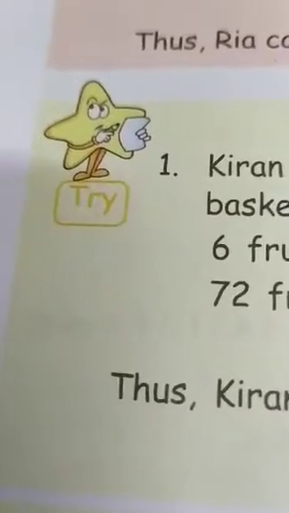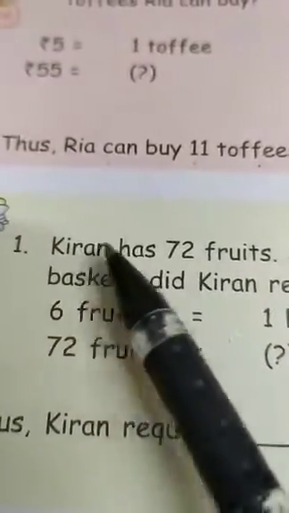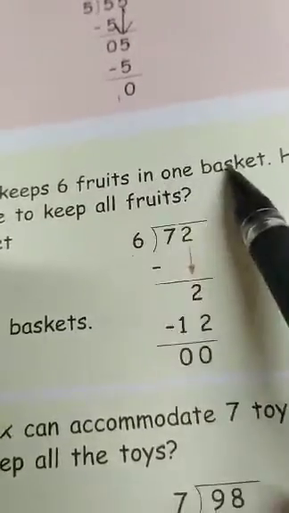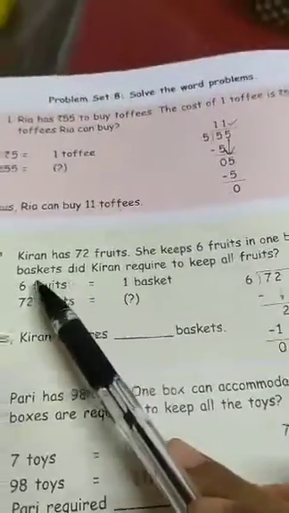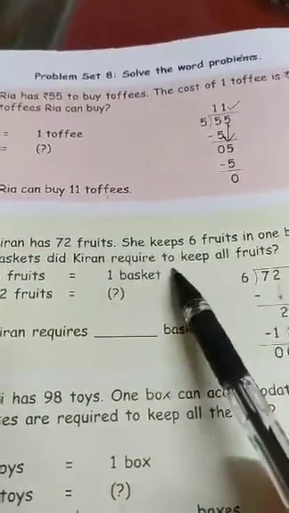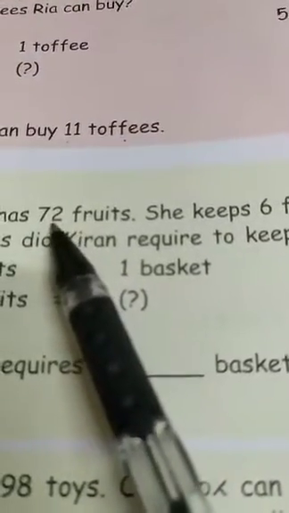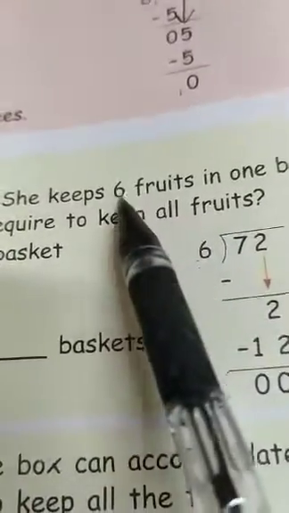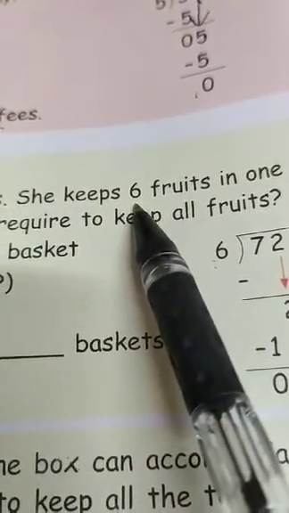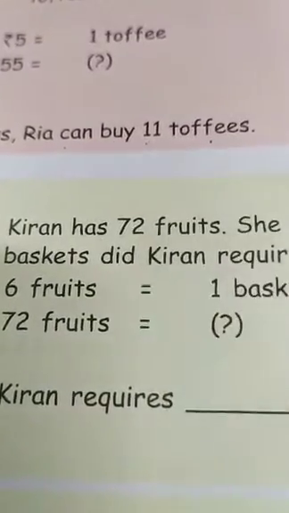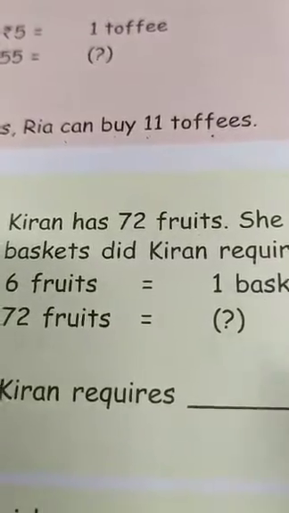Try. In Try we see the first problem. Kiran has 72 fruits. She keeps 6 fruits in one basket. So how many baskets did Kiran require to keep all the fruits? So how many fruits does she have? 72 fruits. And in one basket, how many fruits can she keep? 6 fruits. Then we have to find out for these 72 fruits how many baskets she required. So that we have to find out.